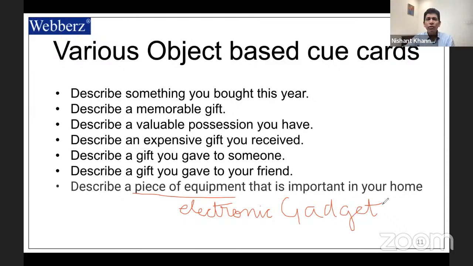So now think of a piece of equipment that is important in your home. Electronic gadget. You can talk about the size, the brand, the color, the uses, advantage, disadvantage. So many things about electronic gadget. How do you use it? What is the benefit of it? Attach some incident along with it. This is what happened when we bought this gadget.